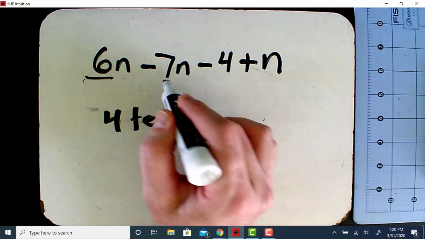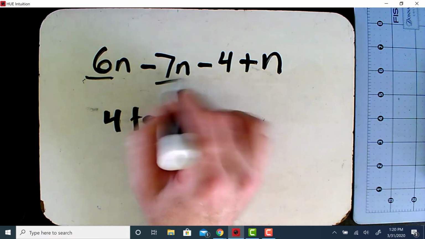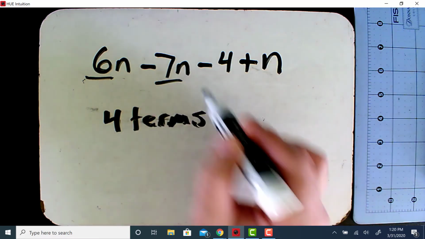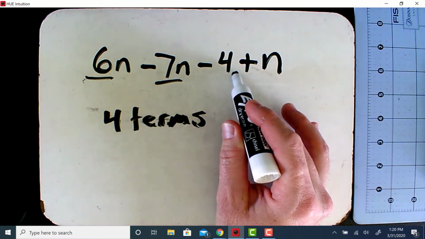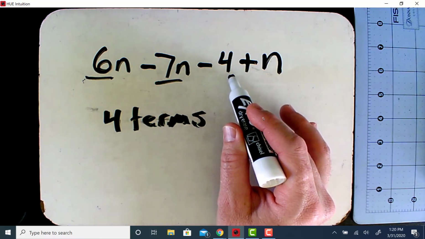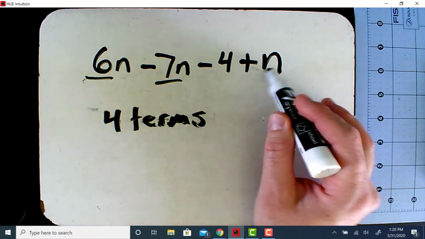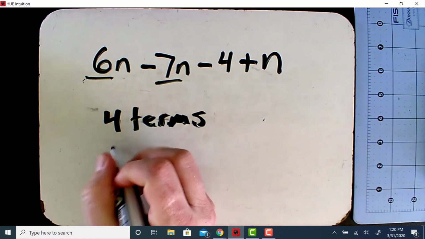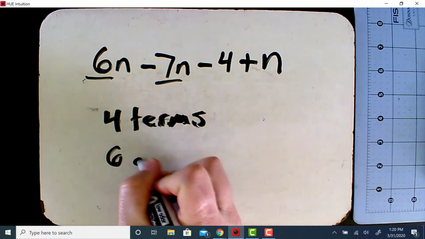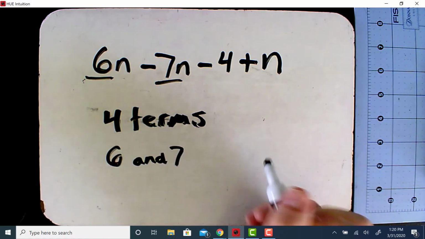Then on my second term, I've got 7n. Well, 7 is being multiplied with n, so that's a coefficient, 7. 4 does not have a variable, so it's not a coefficient. N doesn't have any numbers in front of it, so it has no coefficients. So the coefficients in this problem would be 6 and 7.